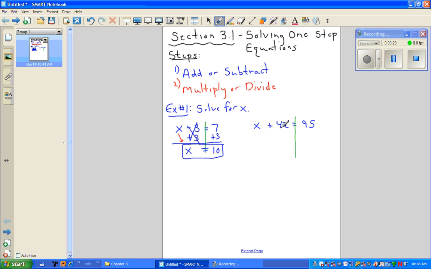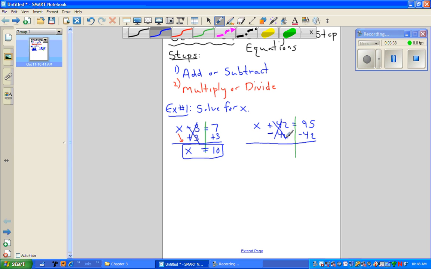So we want to get the plus 42 out of there by doing the opposite. Oh, sorry, should be in blue. You want to do the opposite. You want to subtract 42 here and subtract 42 here. Okay? And when you do that, your 42s cancel out.